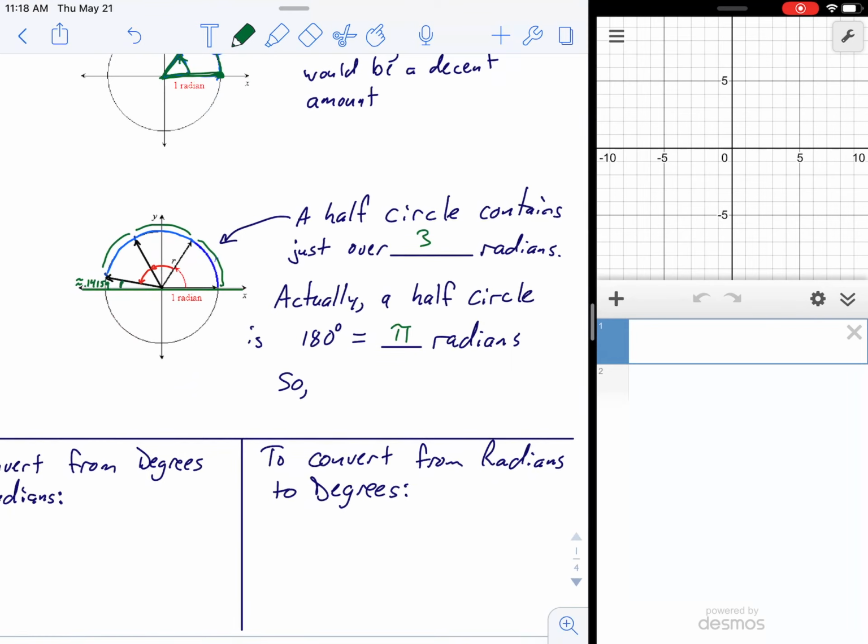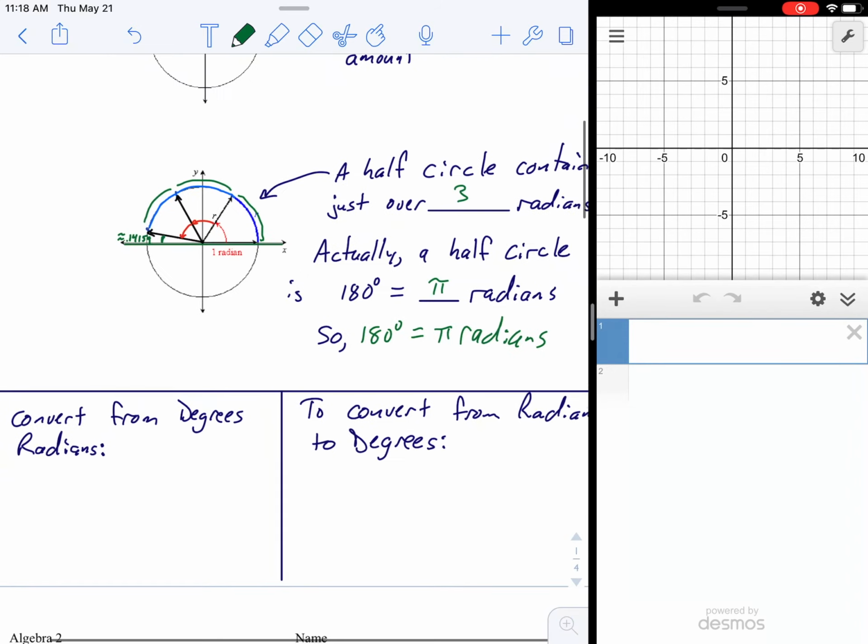So 3.14159, blah, blah, blah. 3.14 radians make up a half a circle. So that means 180 degrees equals pi radians.